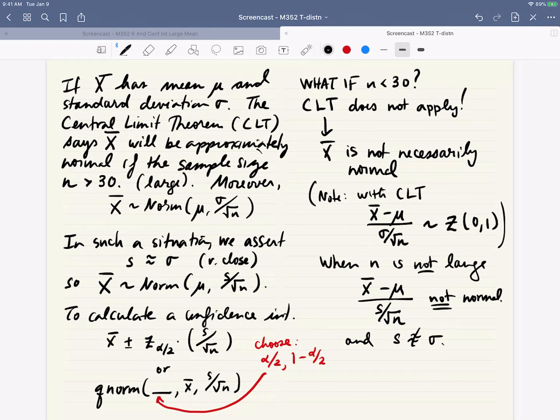So, consequently, there's a new distribution that we'll use. This thing here follows what's called the student's t-distribution. And that's what I want to talk to you about today.